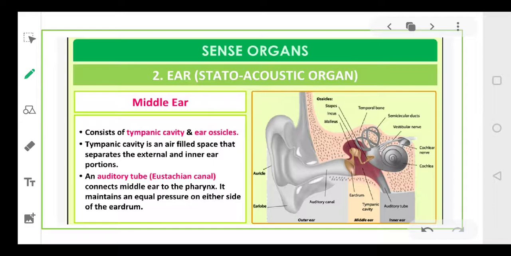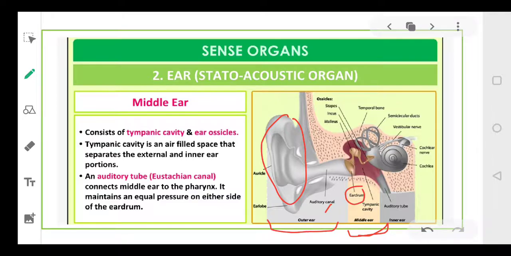Now after this, see, this particular portion is your pinna, then is your auditory canal, and then is your eardrum. As it finishes, then it starts with your middle ear. आपके eardrum के just बाद आपका middle ear start होता है. So this particular portion is referred to as the external ear.